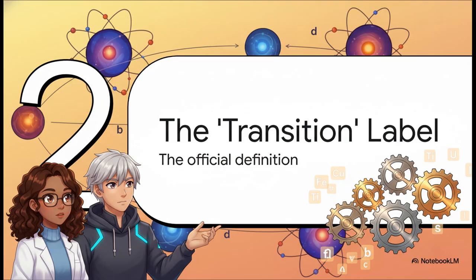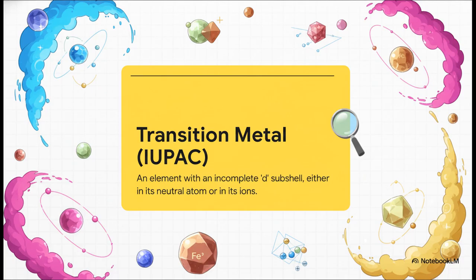Okay, so we know where they live and a little about their electron secrets. But why are they called transition metals? The name originally came about because their properties seem to transition between the metals and the nonmetals. But today, the official definition is way more specific. And here it is. The key to being a true transition metal is having a partially filled d orbital at some point, either as a regular atom or when it becomes an ion. And this strict rule actually leads to some surprising exceptions.